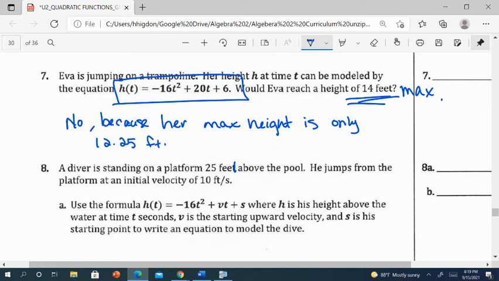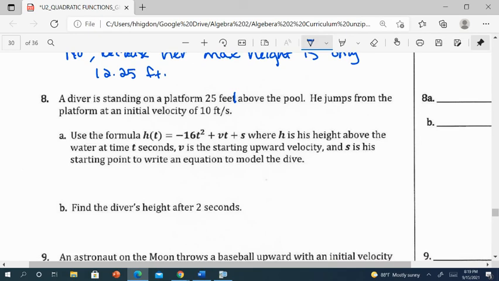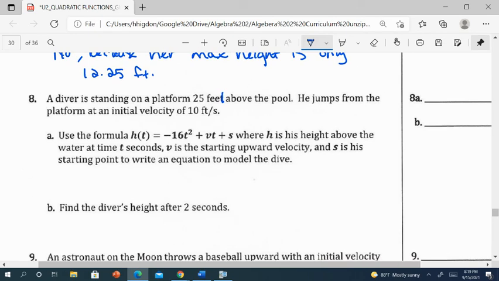All right, last one is number 8. A diver is standing on a platform 25 feet above the pool. He jumps from the platform at an initial velocity of 10 feet per second. Use the formula h of t is equal to negative 16t squared plus vt plus s, where h is the height above the water at time t seconds, v is the starting upward velocity, and s is the starting point, to write an equation to model the dive.